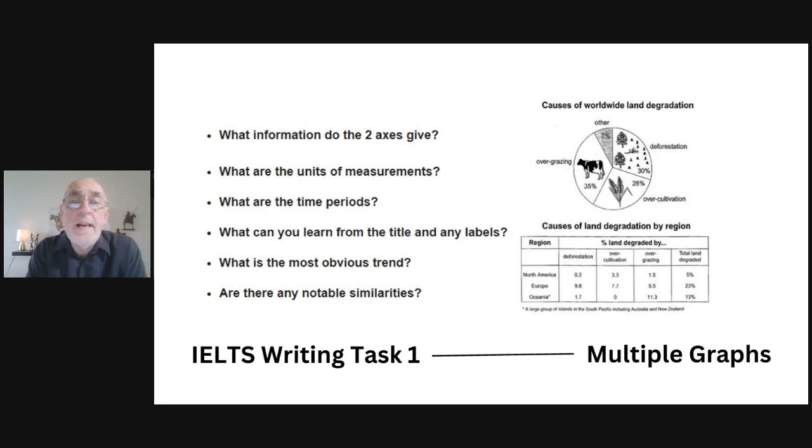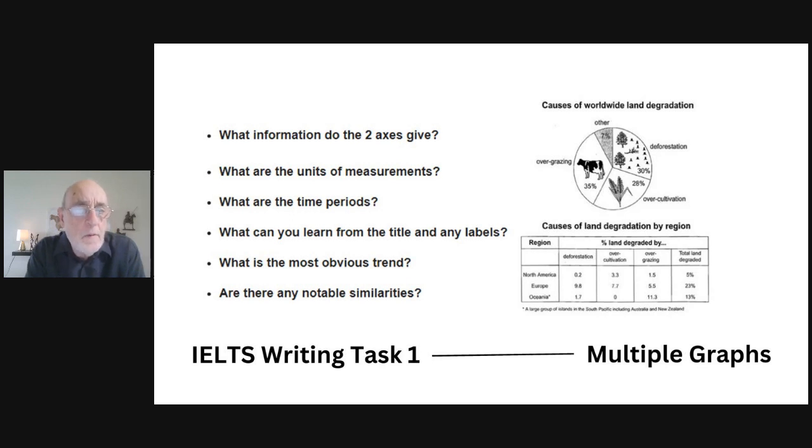We want to look at the time periods. And in this case, there are no time periods mentioned, but if we had a bar graph or a line graph, again, we would want to make sure we look at that.